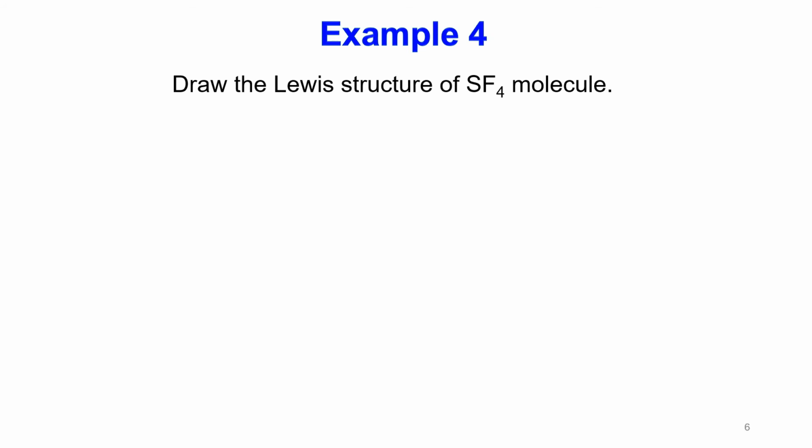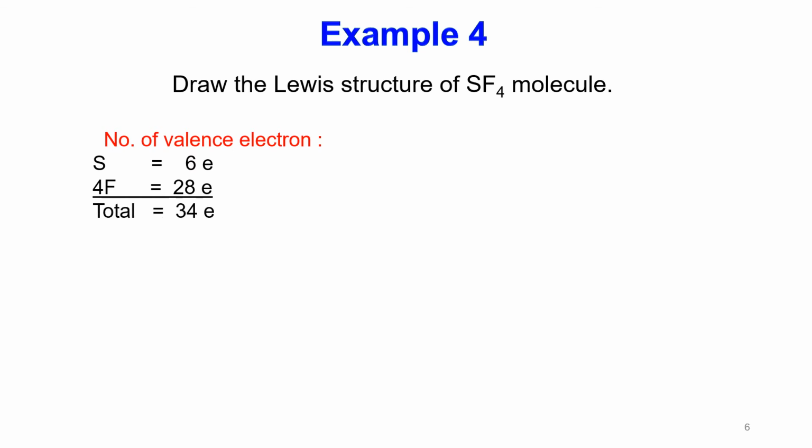Okay, next example, SF4. Sulfur 6, fluorine 7 times 4. Total is 34. We put sulfur at the center and fluorine at the terminal. First we calculate the bonding electrons. The bonding electron is 8, 2 times 4.